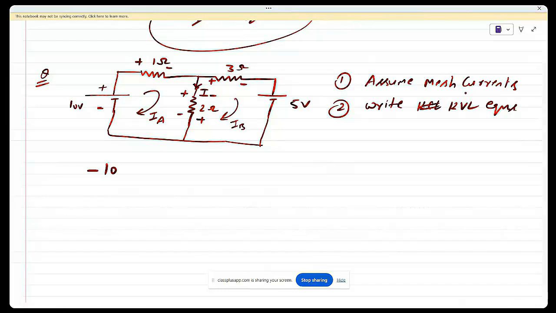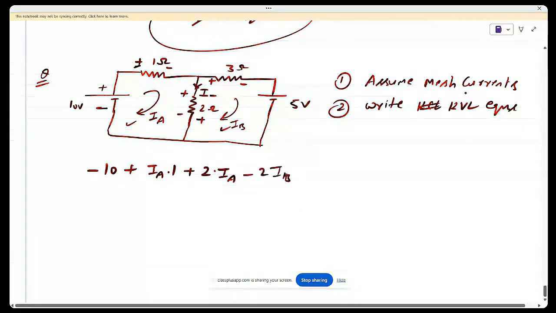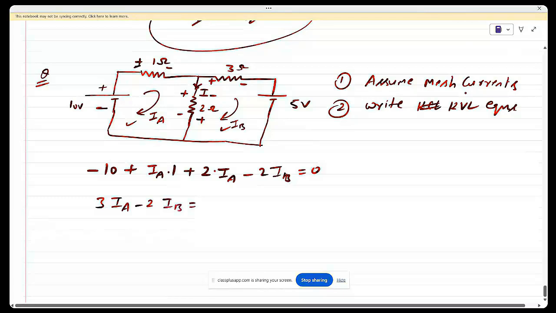Now write the KVL equation for this one. So this is the minus sign, minus 10. The first sign is what? Plus. How much voltage? Current into resistance. What is the current? IA. What is the resistance? 1. Here, what is the sign? Plus. How much voltage? 2 into current, I into R. Again, this 2 ohm resistance carries the current IB also, but in the direction opposite to IA. So it will be 2 into IB, is equal to 0. Now complete this equation. It is 2 plus 1, it is 3 IA minus 2 IB is equal to 10. And this is equation number 1.